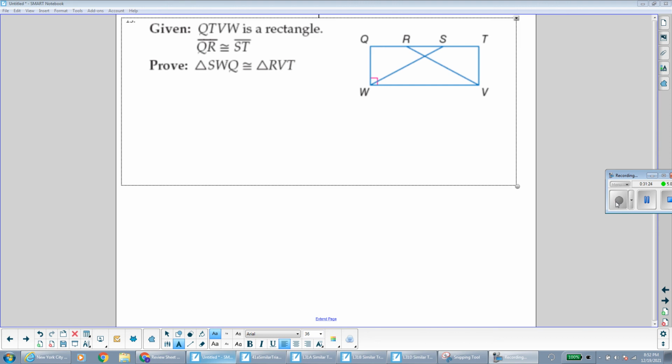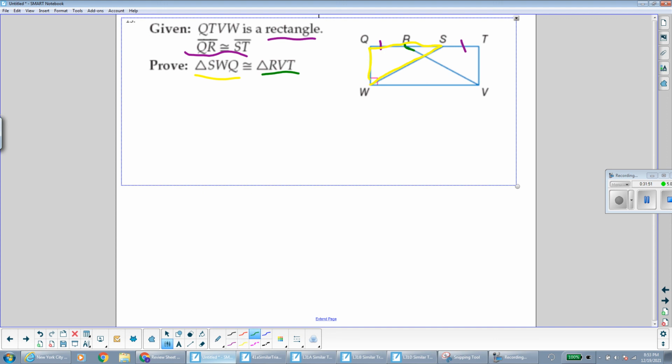Okay, and here we have the last 2-column proof on the review sheet. So it says here that QTVW is a rectangle, so I'm going to keep in mind my properties of rectangles. And I also know that QR is congruent to ST. Our goal is to prove that triangle SWQ, so that's this triangle over here, is congruent to triangle RVT. That's this triangle over here.